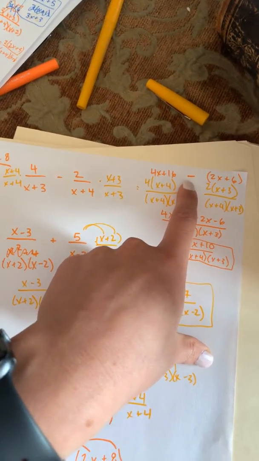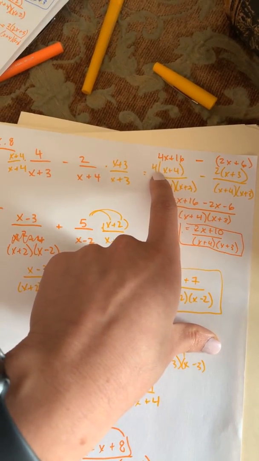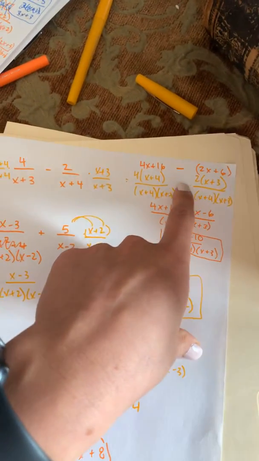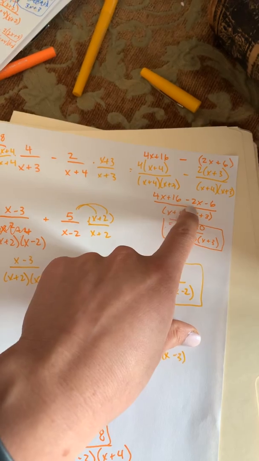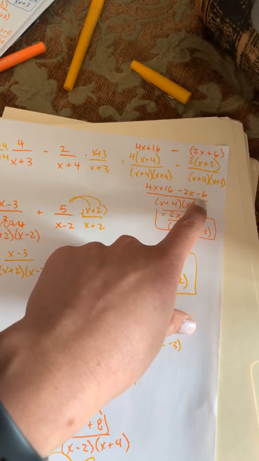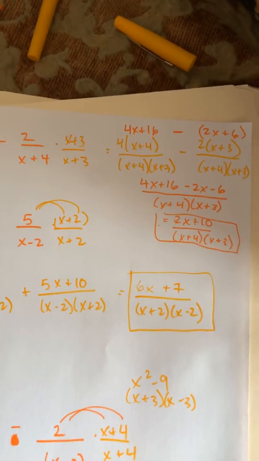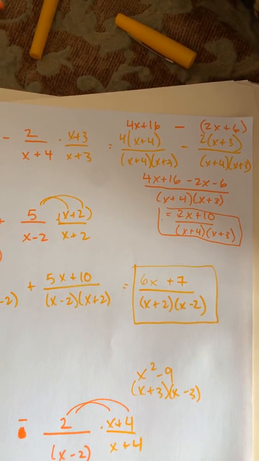And it's minus, so that's going to end up distributing to that whole back thing. I distributed the 4, distributed the 2, and then put the minus in. Now our numerator is 4x plus 16 minus 2x minus 6 over the common denominator, and combine like terms. If you need to pause the video and look at how I got that, bada bing, bada boom.